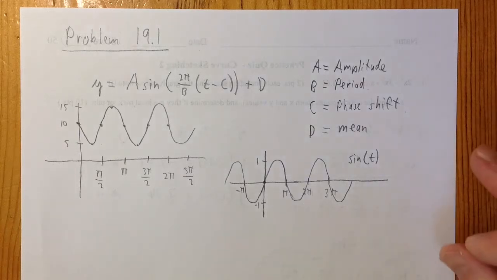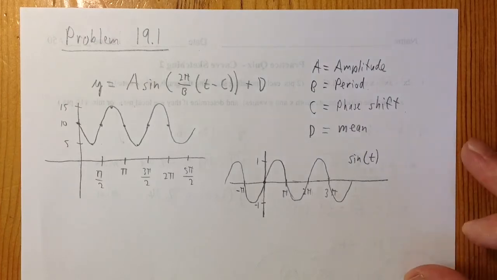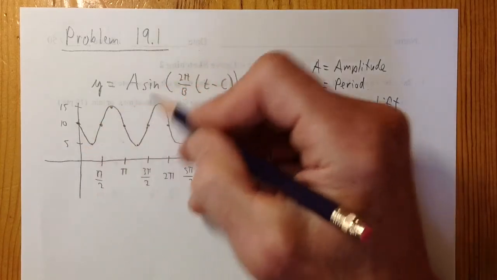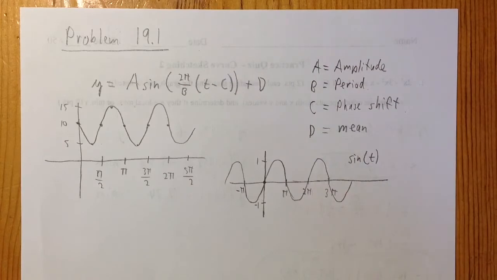Okay, let's look at chapter 19, which is modeling stuff with sine waves. Now they'll give you a problem. You have to model a periodic thing, because sine waves go back and forth forever. And so they're really good at modeling things that vary, that go back and forth and back and forth.